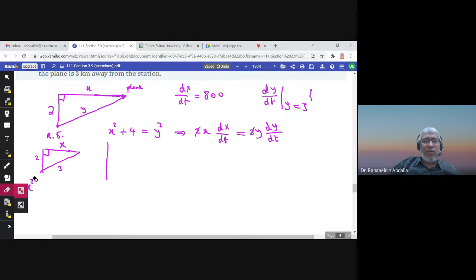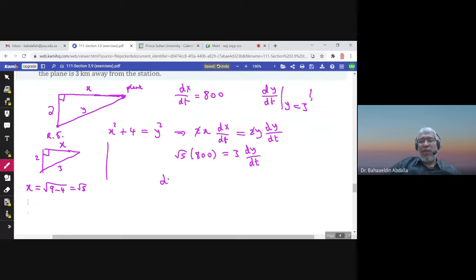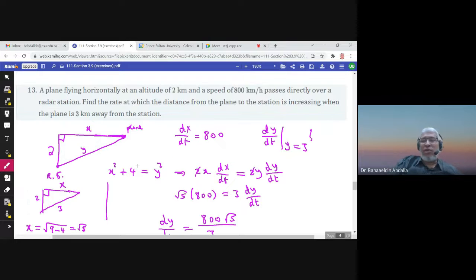X would be square root of 3 square, which is 9, minus 2 square, which is 4. So it would be square root of 5. So now square root of 5 times dx by dt, which is 800, equals y, which is 3 times dy by dt. And now dy by dt would be 800 square root of 5 over 3 kilometer per hour.